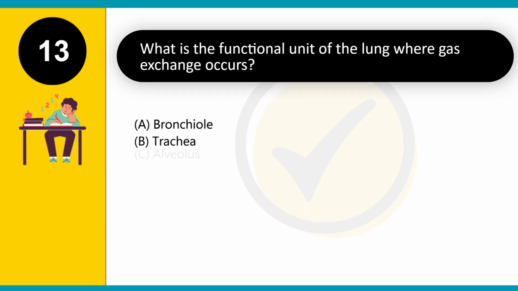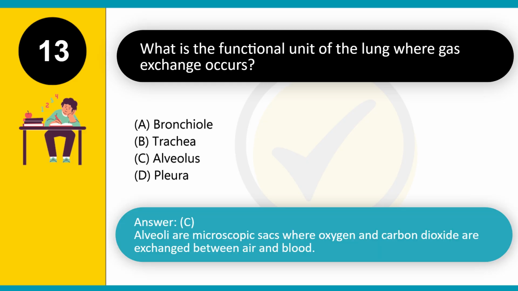What is the functional unit of the lung where gas exchange occurs? A. Bronchiole. B. Trachea. C. Alveolus. D. Pleura. Answer, C. Alveoli are microscopic sacs where oxygen and carbon dioxide are exchanged between air and blood.